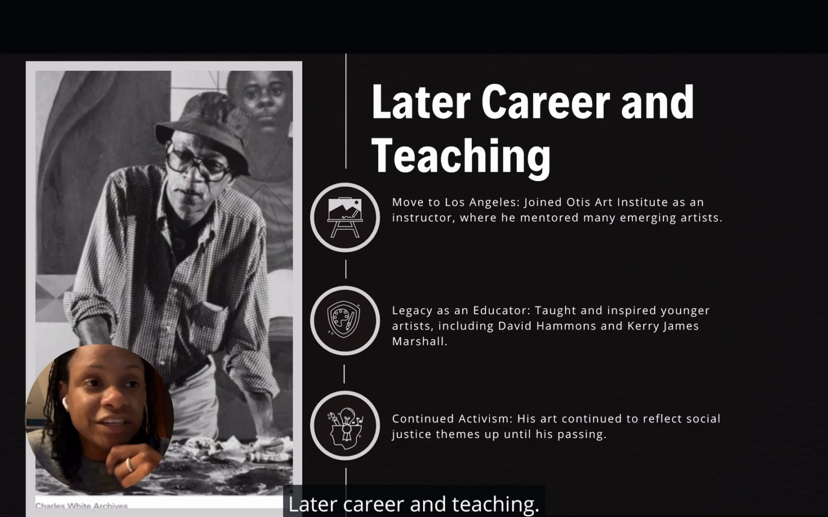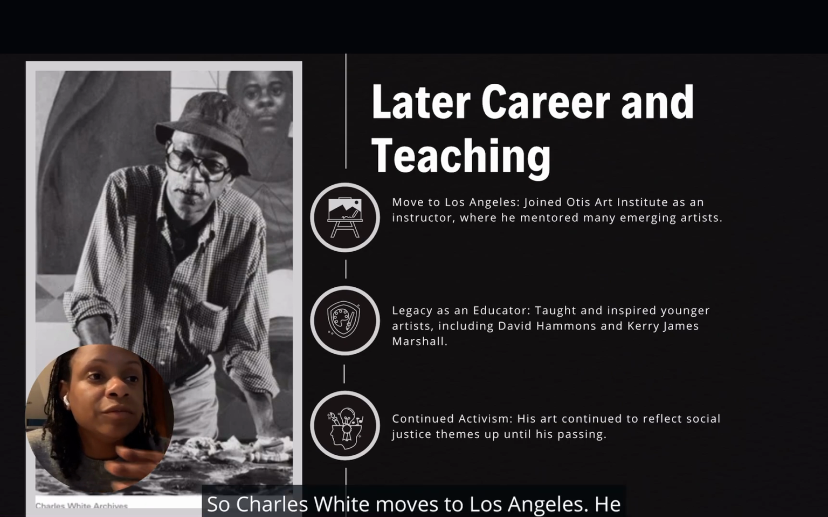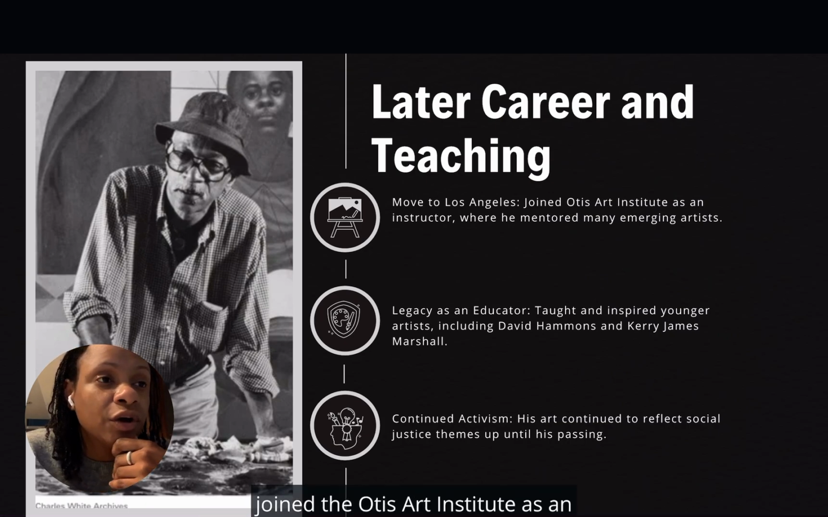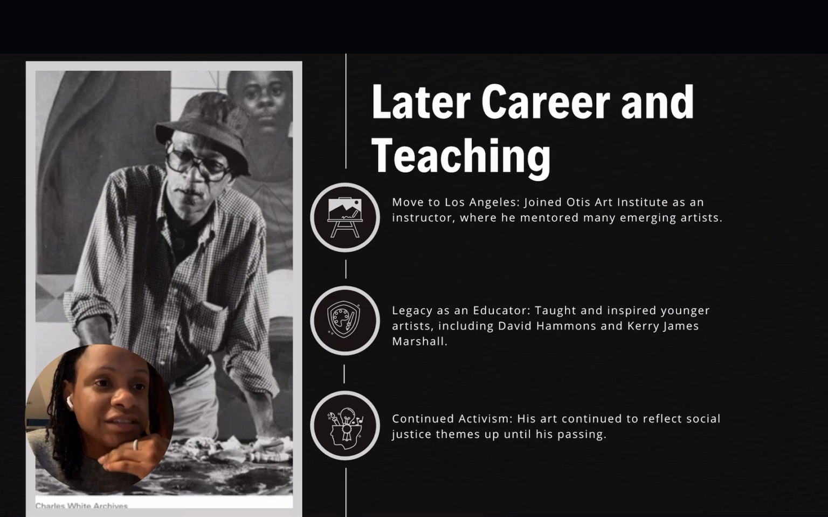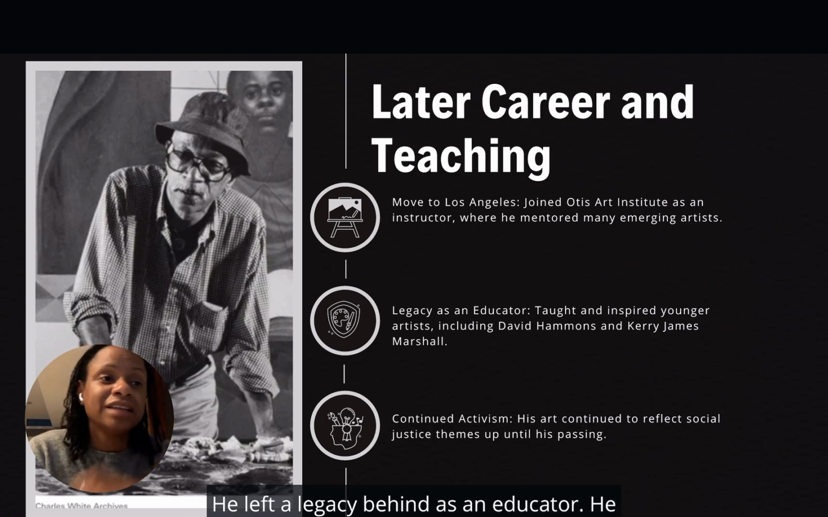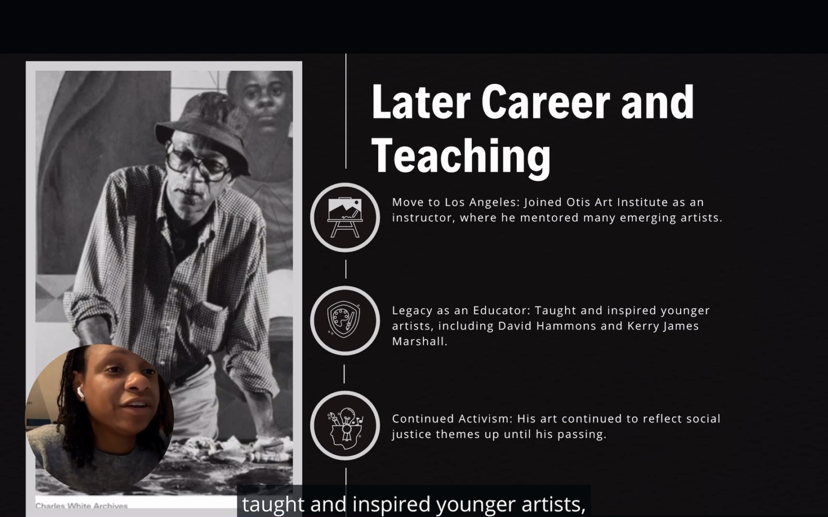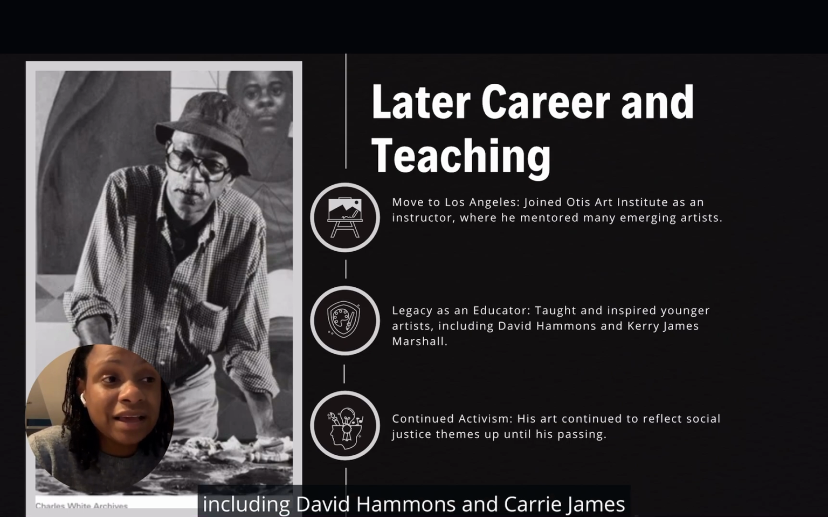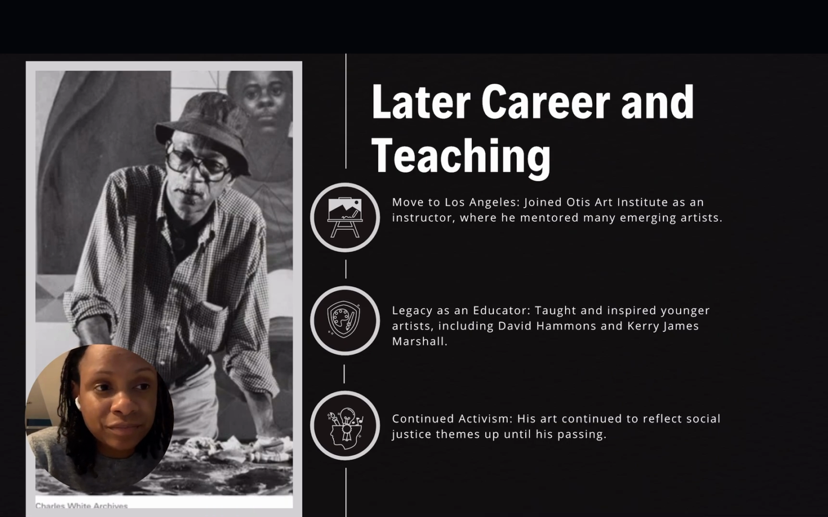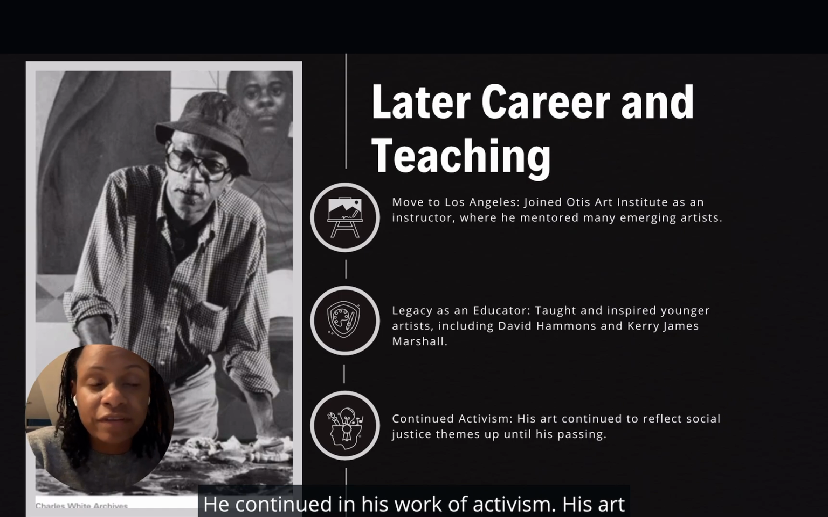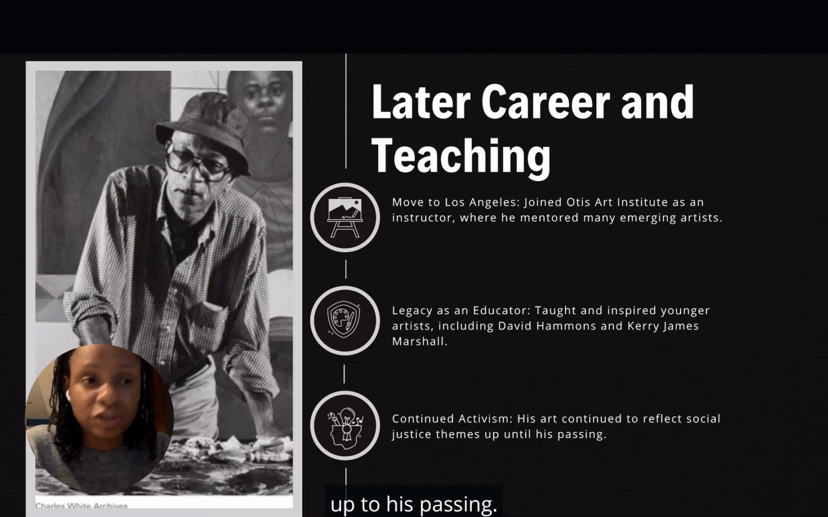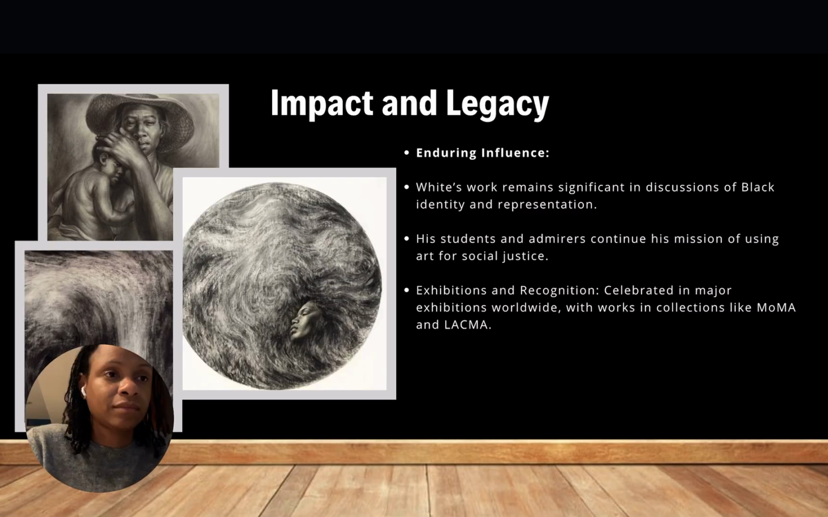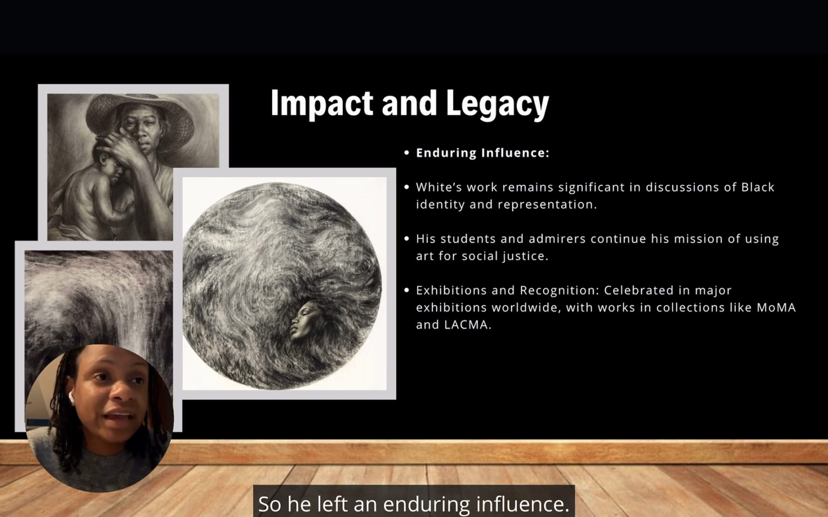Later career in teaching. Charles White moves to Los Angeles. He joined the Otis Art Institute as an instructor where he mentored many emerging artists. He left a legacy behind as an educator. He taught and inspired younger artists, including David Hammons and Kerry James Marshall. He continued in his work of activism. His art continued to reflect social justice themes up into his passing. So he left an enduring influence.